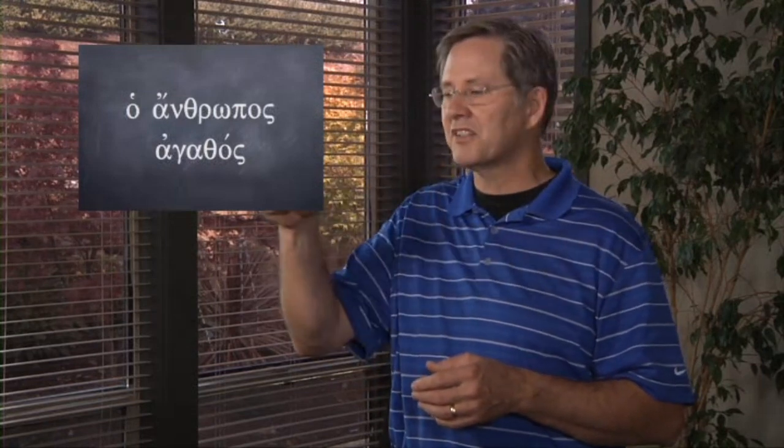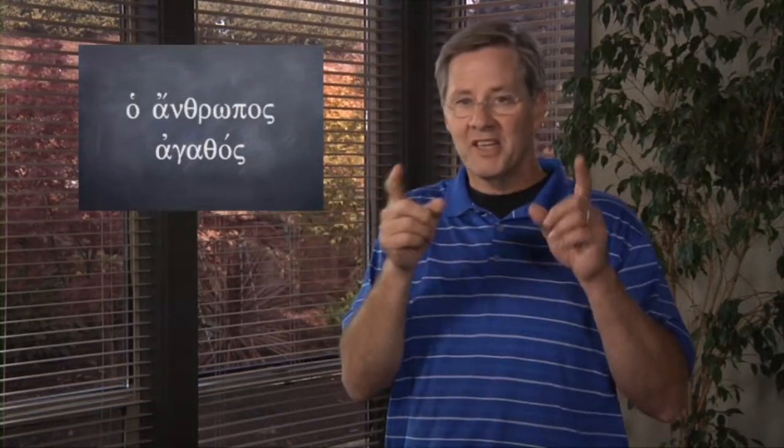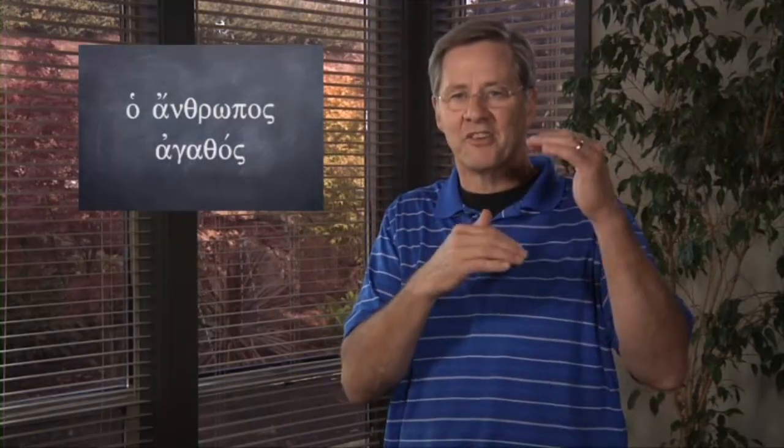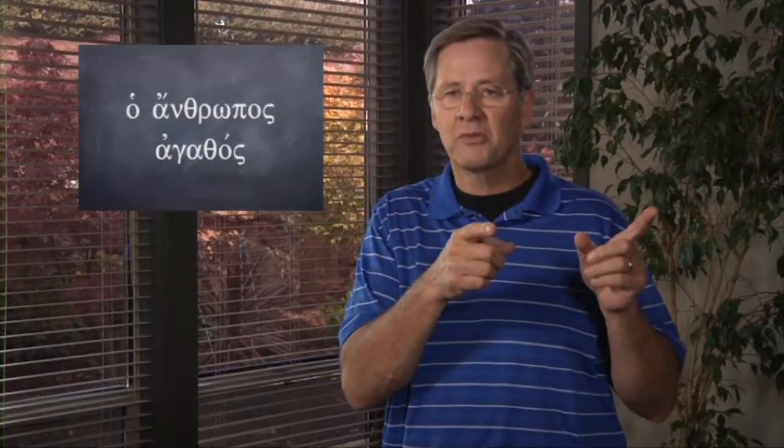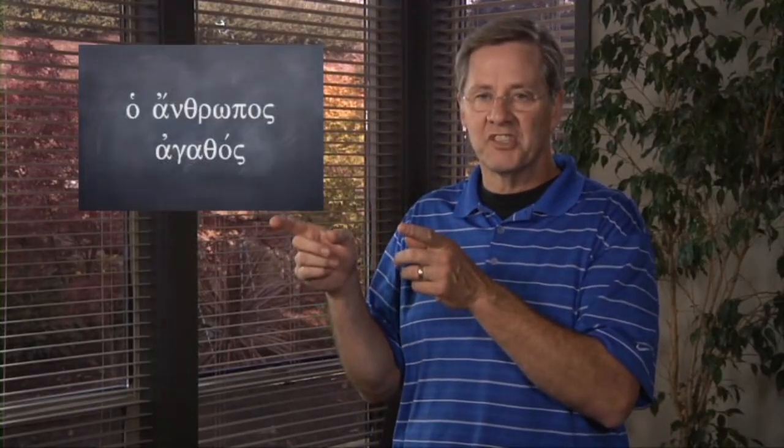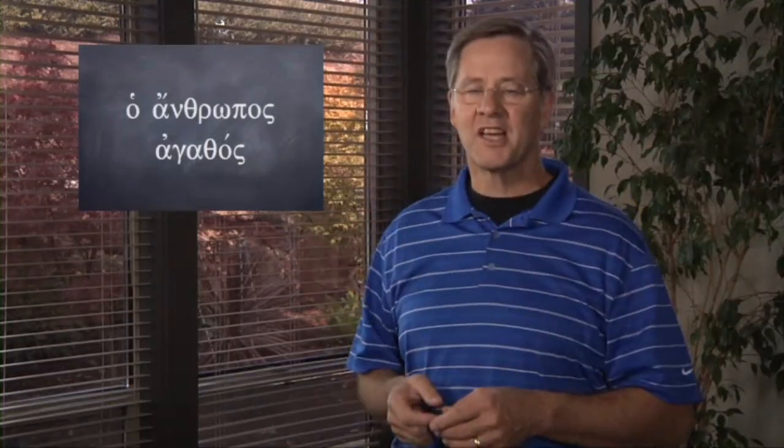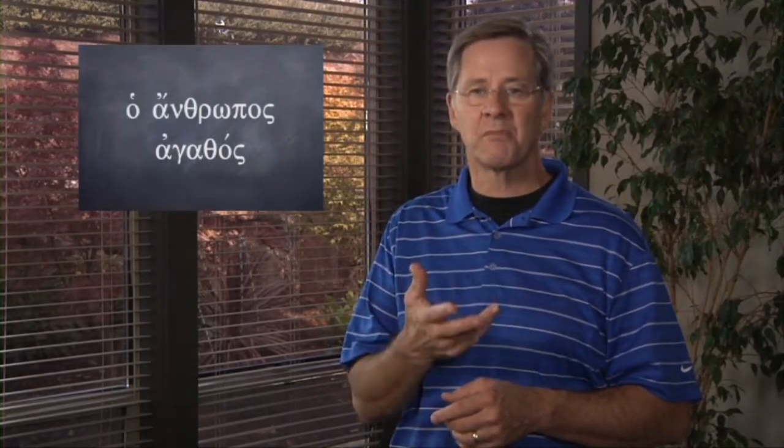There is a third scenario under the articular heading, and that has to do with predicate adjectives. If you're reading along and you find an article with a noun, and then you find an adjective that's anarthrous, there's a pretty good chance that the adjective is a predicate adjective. So, for example, if you saw ho anthropos agathos, there is an article with the noun. That's why this is under the articular heading. There is an article with the noun, but the adjective itself is anarthrous. A pretty good chance that's a predicate adjective, and you're going to have to supply the verb 'is.'